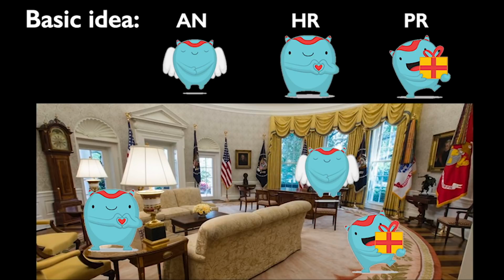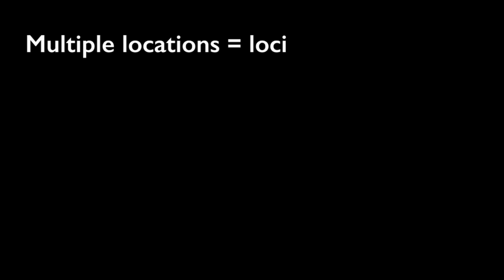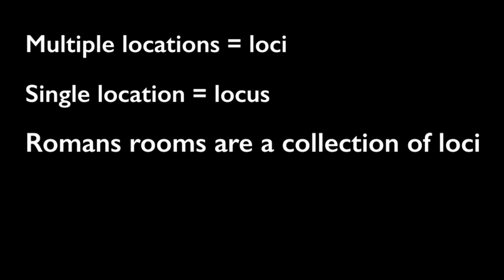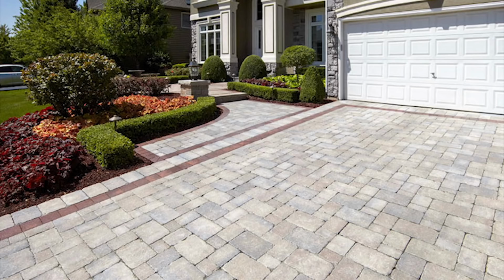The basic idea is that we have a set of information to memorize. We imagine this information as images, then we place them into different physical locations around the room that we visualize. These locations are called loci, and a single location is called a locus. Roman rooms are a collection of loci that are strung together. Let's take a look at an example.